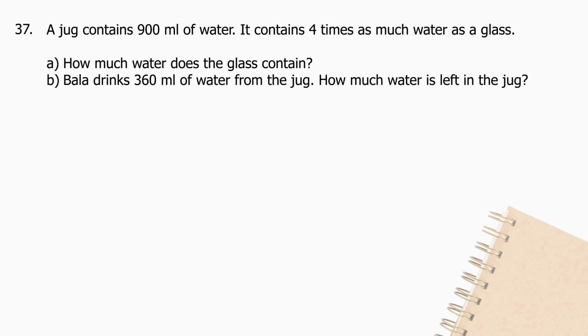Question 37. A jug contains 900 milliliters of water. It contains 4 times as much water as a glass. A. How much water does the glass contain? B. Bella drinks 360 milliliters of water from the jug. How much water is left in the jug?